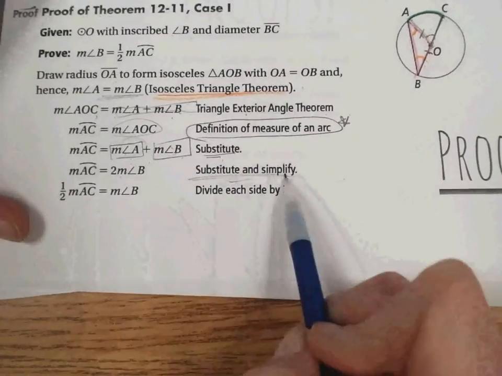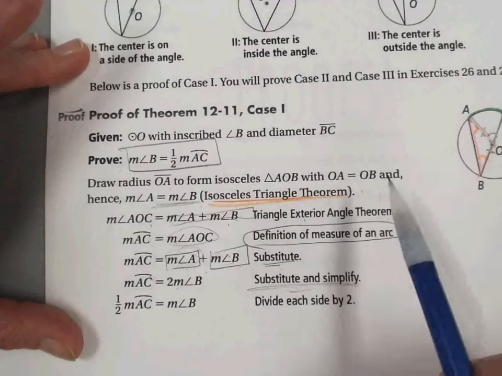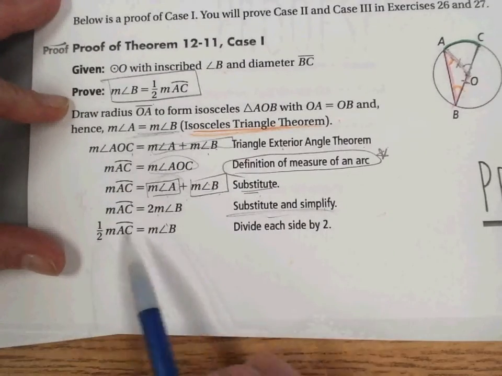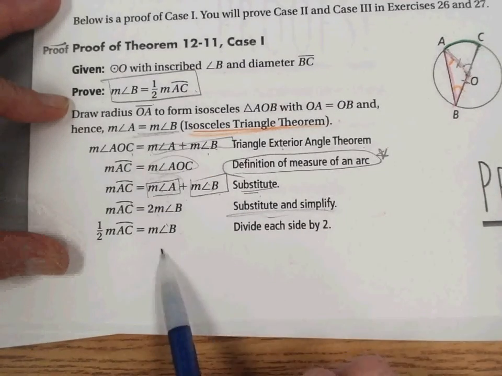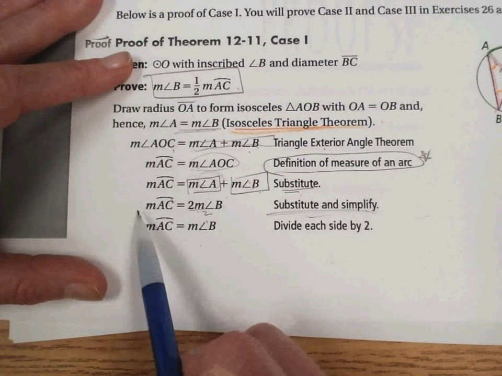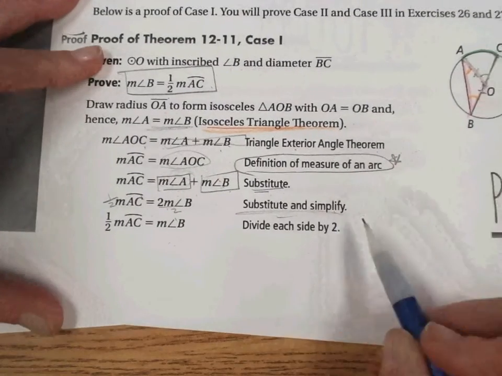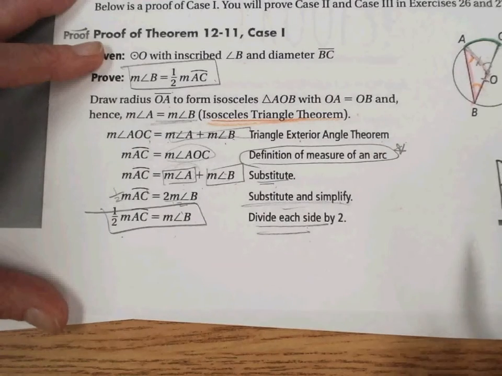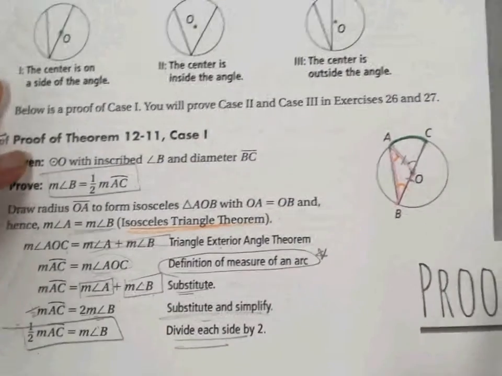So substitute and simplify. And then lastly, the last statement in a proof is always going to be your proof statement. You can see they've just rearranged it around the equal sign, and that's okay because they're equivalent statements. All that was done here is dividing each side by 2. Dividing by 2 is the same as multiplying by 1/2. So dividing each side by 2 is the justification for our final claim, that 1/2 the measure of arc AC is equal to the measure of angle B.